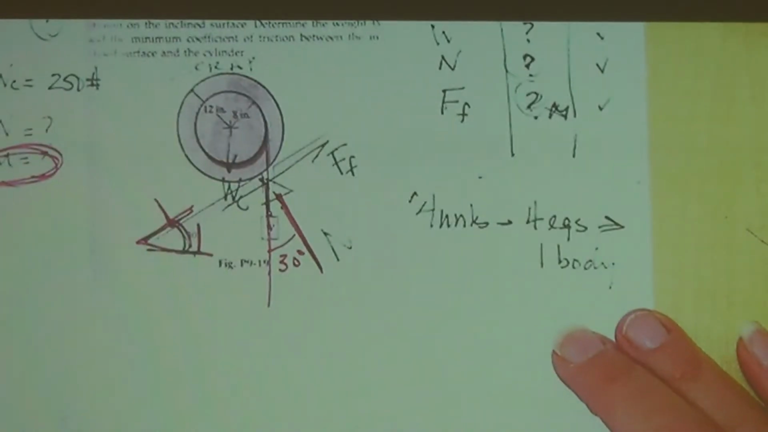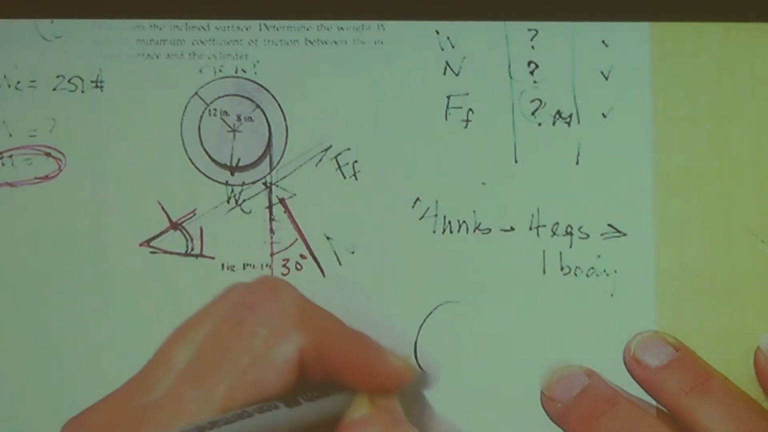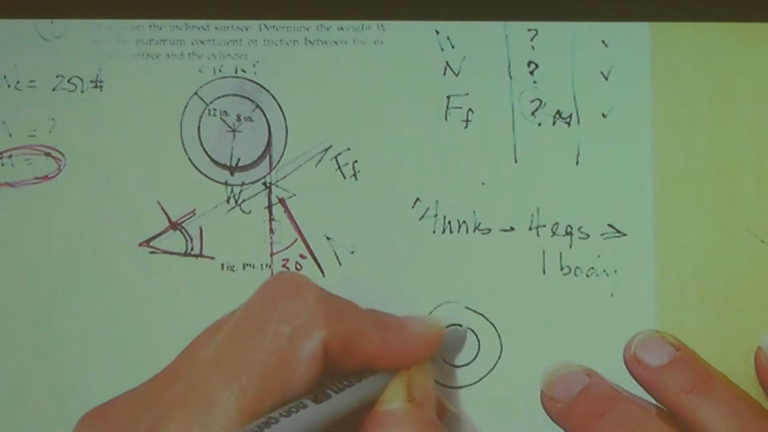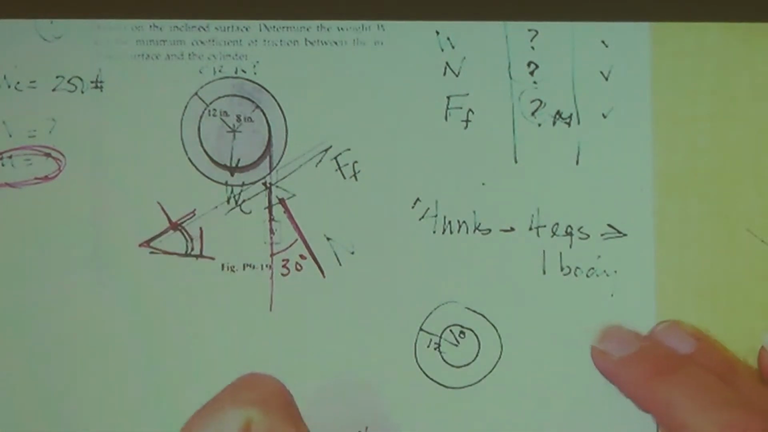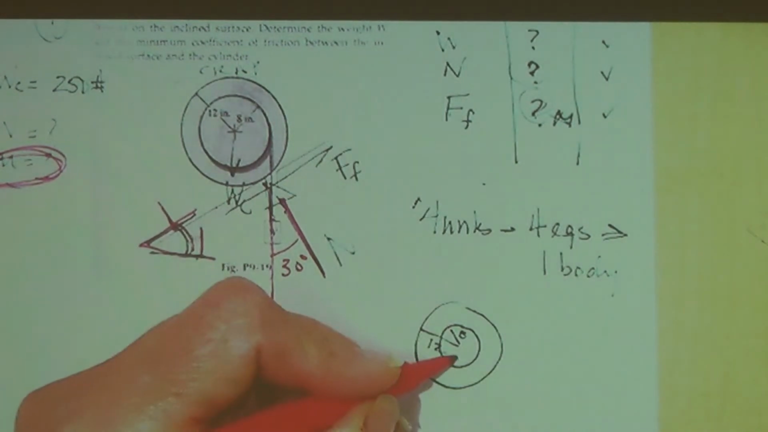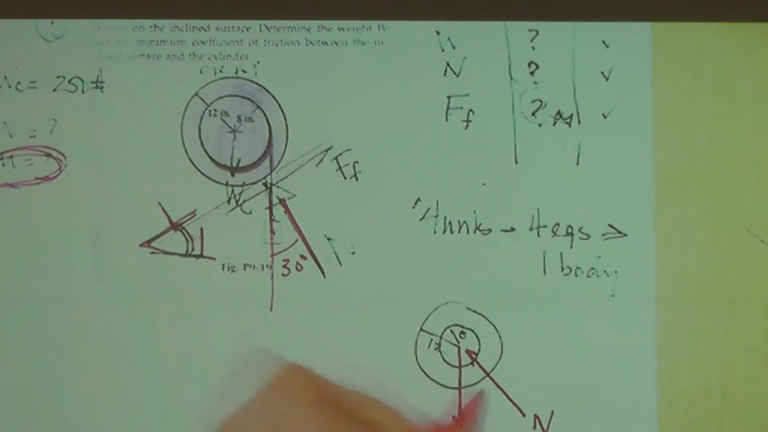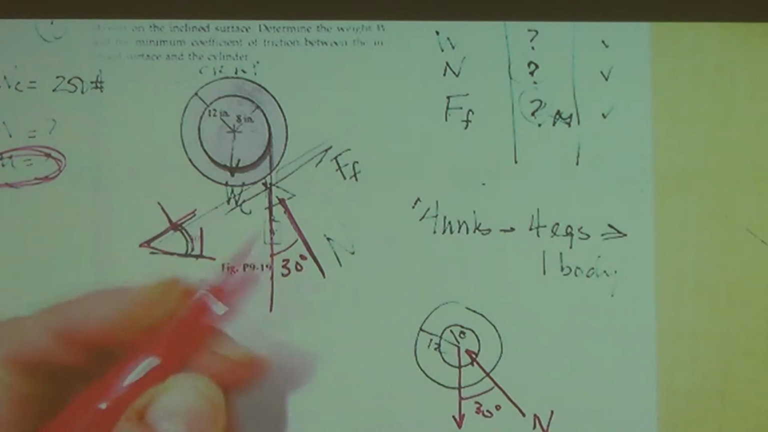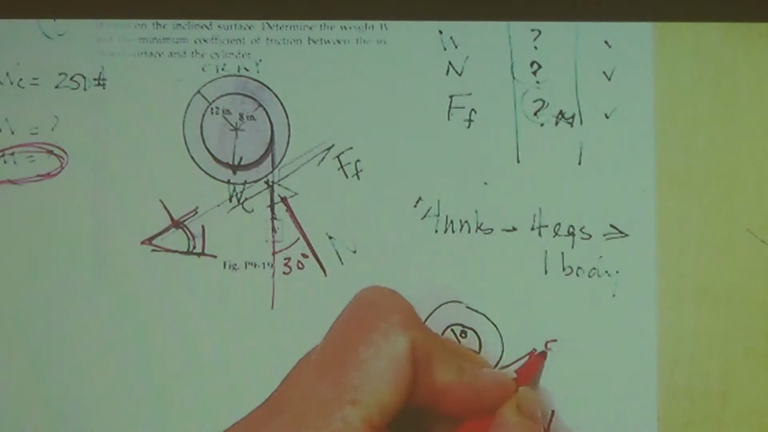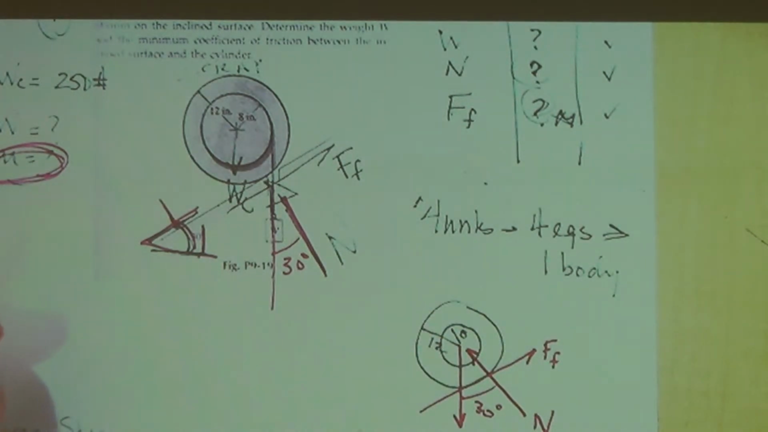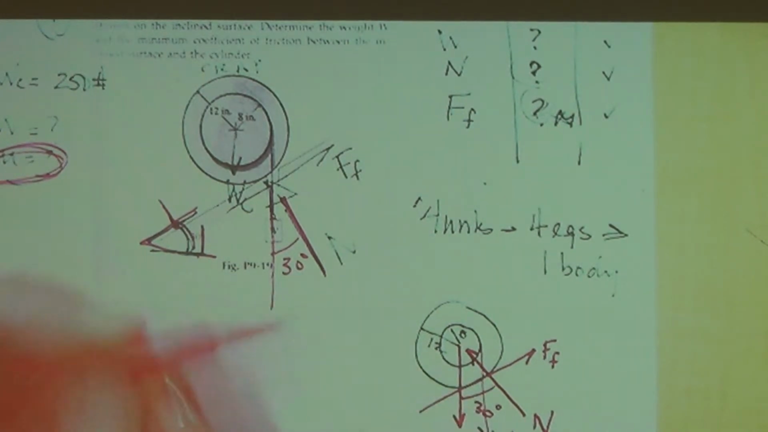Okay, so what body do we want to analyze then, Aaron? I would say the cylinder. The cylinder. So let's draw the guy. This is 8, this is 12. I have my WC, I have my normal, I have my 30 degrees. I have my friction force. And then I have this W coming down.